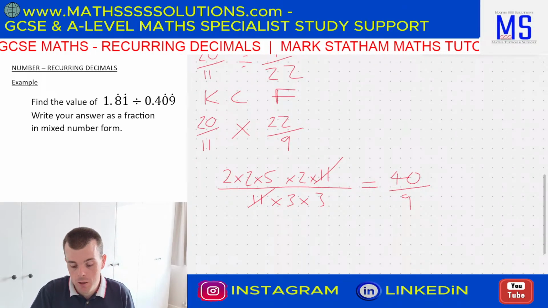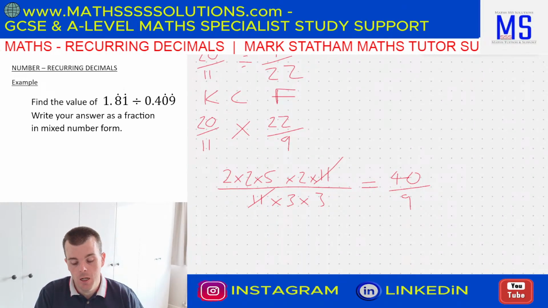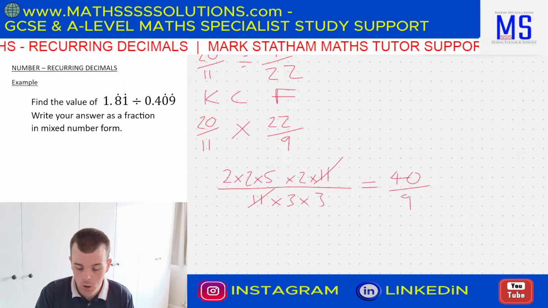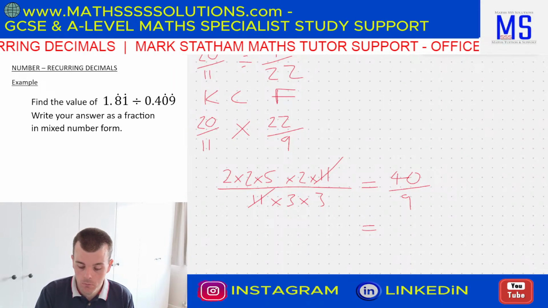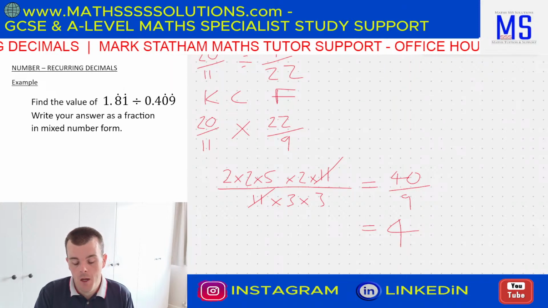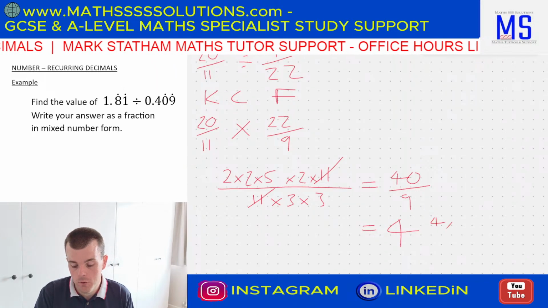Because it's specified, write it as a mixed number. You see how many 9s go into 40, that would be 4. 4 9s are 36, and remainder 4 left over, 4 and 4 9ths.